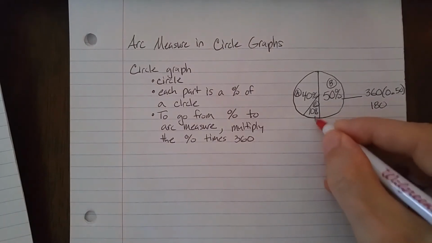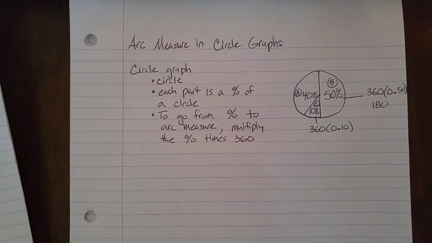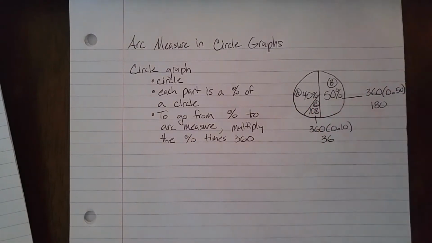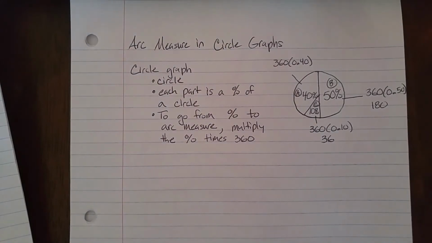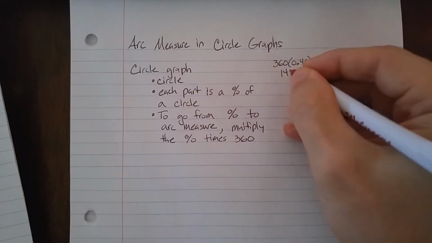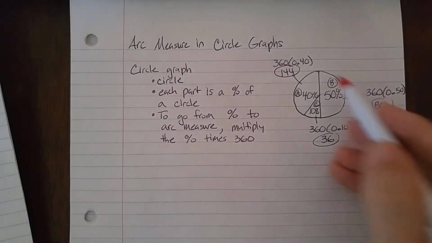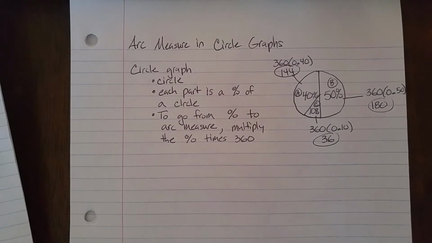For the 10%, 360 degrees times 0.10, and that's going to be 36. For the 40%, 360 degrees times 0.40, and that's going to be 144. And if you add 144, 36, and 180, you get 360, all the degrees in a circle.